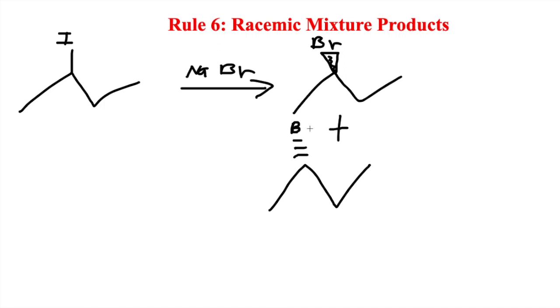Remember back for SN2, it was an inversion where we only had one product, but for SN1, it will always be a racemic mixture if that carbon is a chiral center, so in fact we will have two answers.